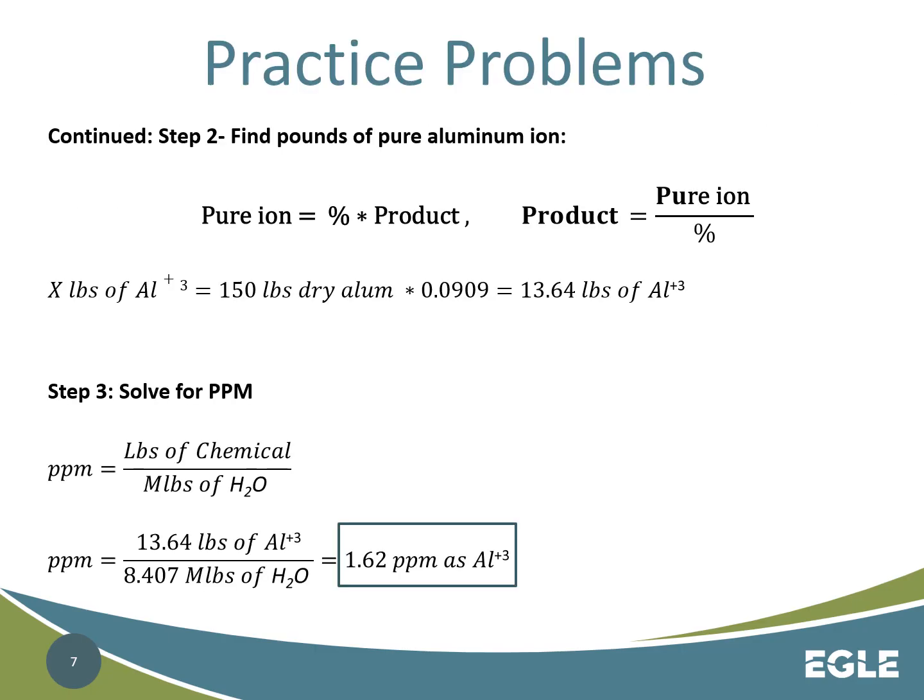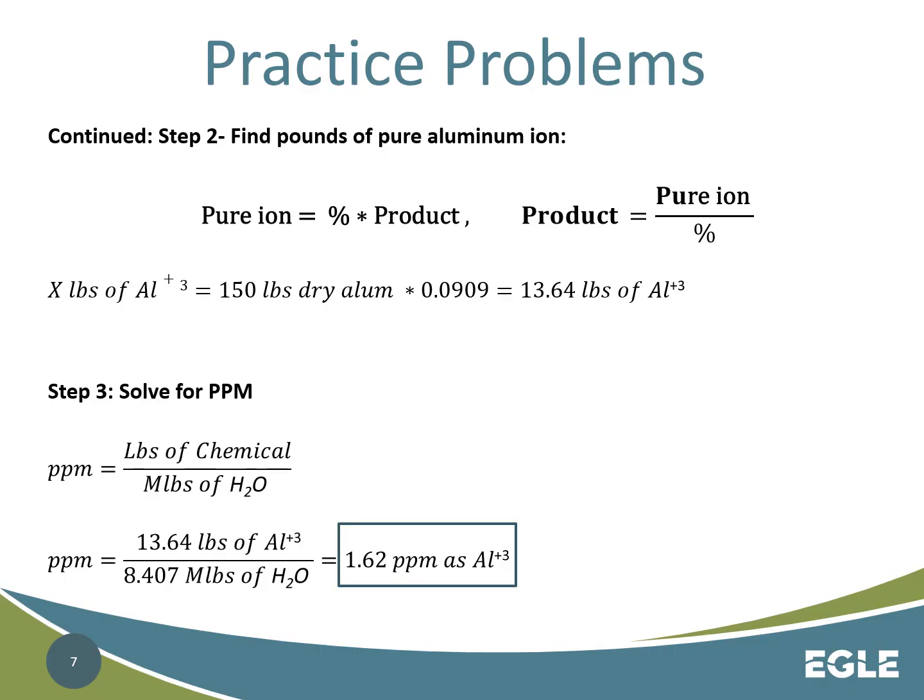The next part, you have to read the problem statement and see what it's asking you. Is it asking what my concentration is in terms of dry alum, my part per million in terms of dry alum? Or are they asking what my concentration is in terms of aluminum ion? That will then guide you into what calculation you have to do to get the pounds of the chemical that you need. In this case, they are asking us what is the concentration, part per million, of aluminum ion.